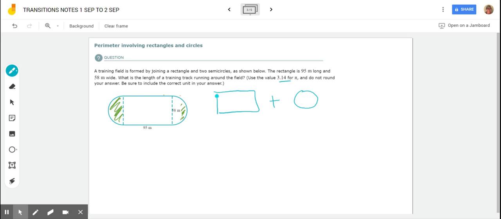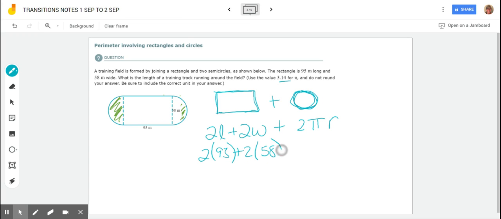Okay. So again, perimeter. What is the perimeter of a rectangle? You could literally just go, it's length plus width plus length plus width. But this is the formula. 2 times the length plus 2 times the width plus, what is the formula for the distance around a circle? The perimeter of a circle is actually called the circumference, right? So it's 2 pi r. Okay, plug in the values. 2 times the length, 95, plus 2 times the width, 58, plus 2 times 3.14 times the radius.